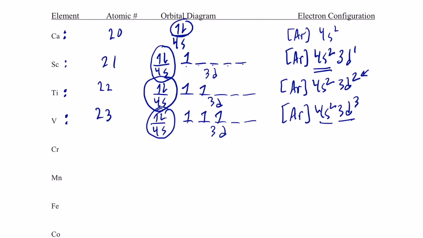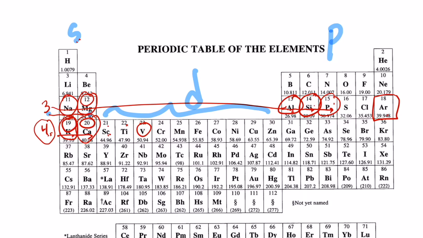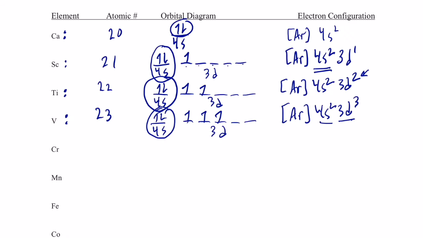Now the next element, chromium, folks, is a bit tricky. So be careful when you come to chromium. Let's take a look at where it is on the periodic table. It's right there, folks. It's 1, 2, 3, 4 into the 3d. Now it turns out that a sublevel is particularly stable when its sublevels are either completely full or half full. And you'll notice with chromium, it's 1, 2, 3, 4 electrons in the d sublevel.